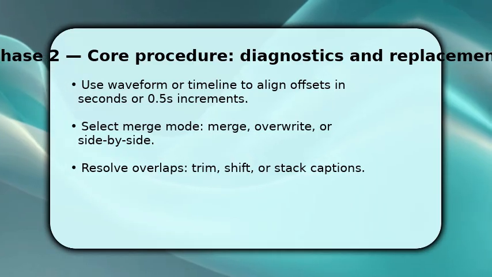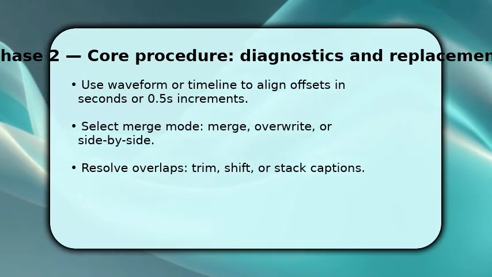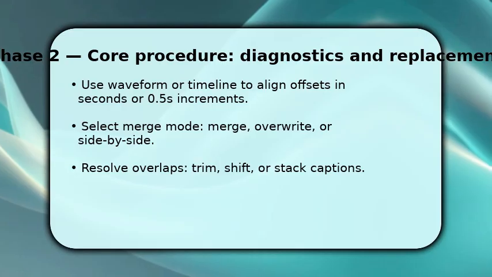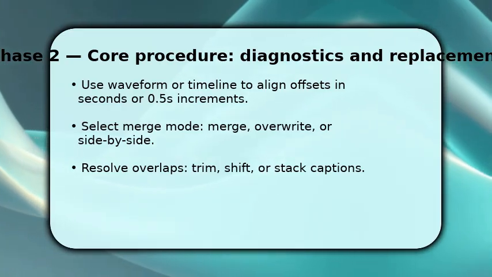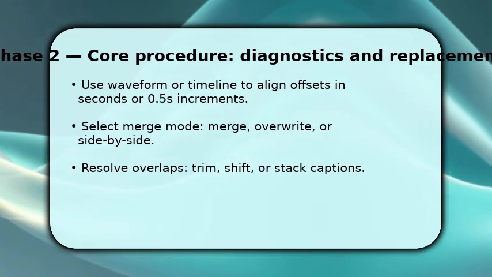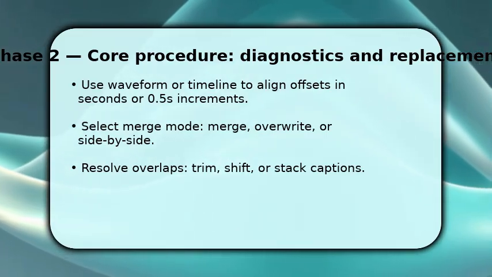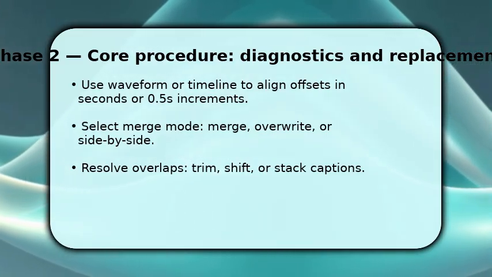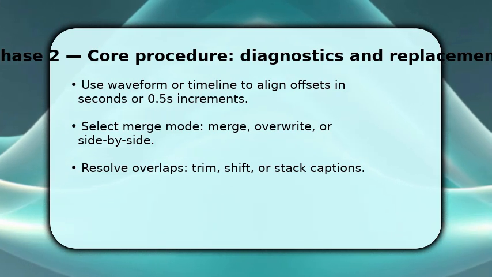Next, choose a merge mode. Merge for combined lines, overwrite to replace, or side-by-side to keep both. When captions overlap, resolve by trimming, shifting, or stacking with speaker labels. This keeps readability. Also, normalize line length and ensure the 16:9 layout won't force unexpected wraps.